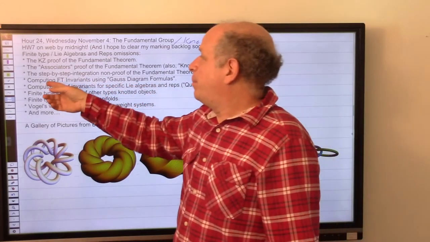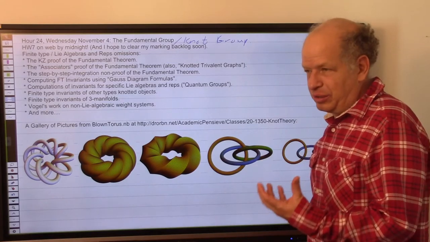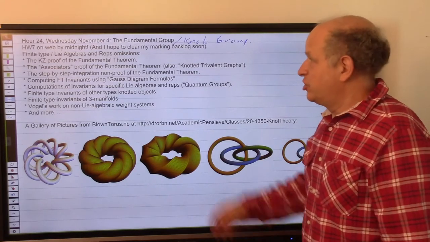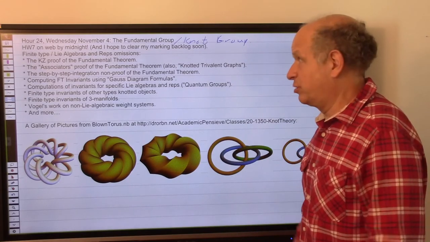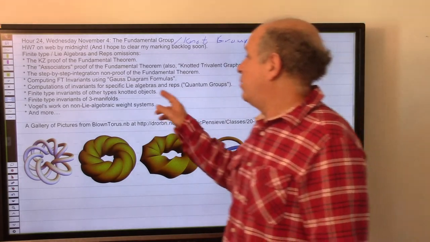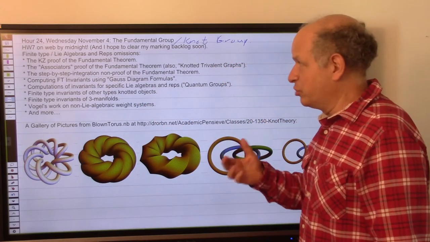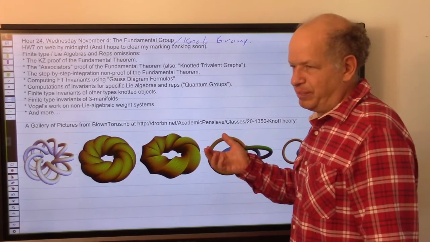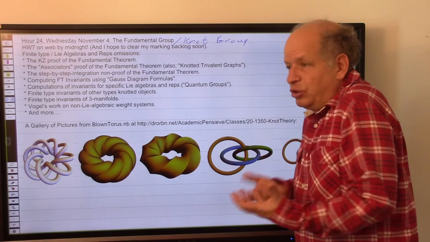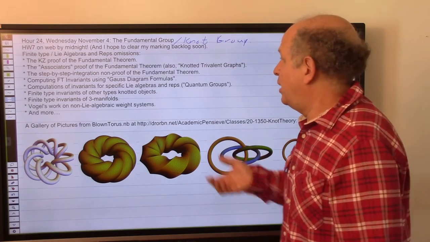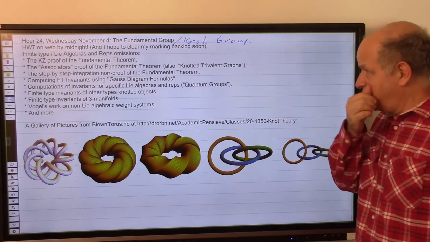There are means of computing finite type invariants. We never talked about how to actually compute them. So there are so-called Gauss diagram formulas, and we should talk about them. Now, if you specialize to a specific algebra and a representation, you're supposed to get things like the Jones polynomial. I've told you that you get an invariant, but how do you actually compute it? That will be the subject of quantum groups, and we're also skipping this.